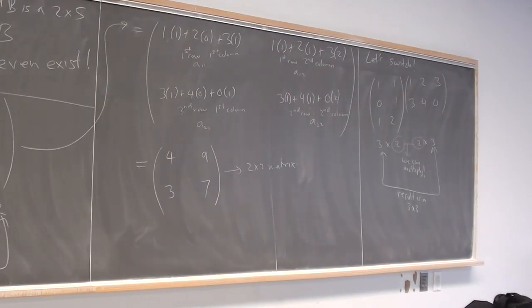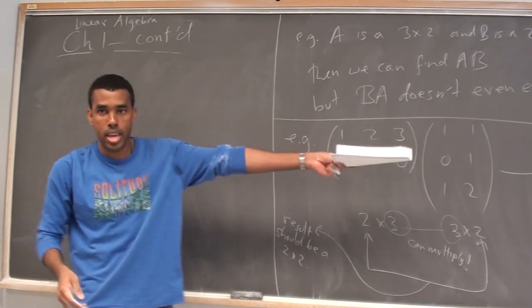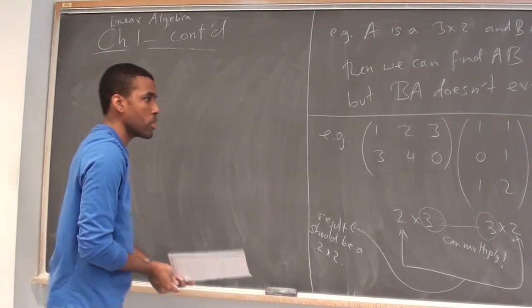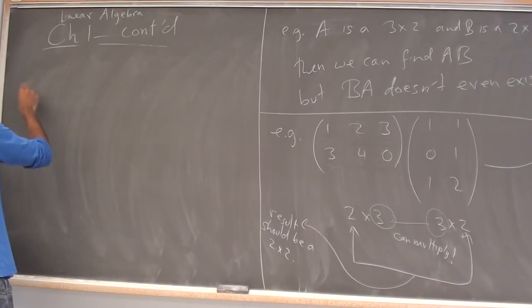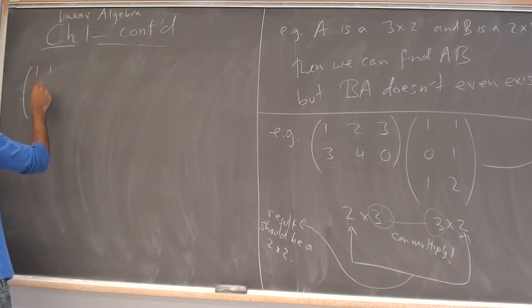So here's an example where both directions can multiply. AB exists and BA exists. Let's see if they're the same. They can be the same. Come on. Why would you say that? You don't know.